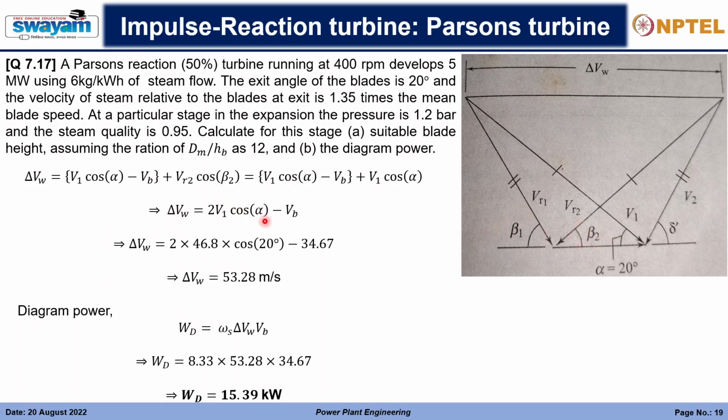So accordingly we calculate and we get the whirl component as 53.28 meter per second, and the diagram efficiency you know very well. So the power is the mass of steam flowing per second into the whirl component velocity into the blade velocity. So this is 15.39 kilowatt.